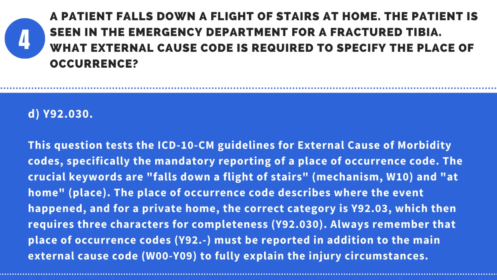This question tests the ICD-10-CM guidelines for external cause of morbidity codes, specifically the mandatory reporting of a place of occurrence code. The crucial keywords are falls down a flight of stairs, mechanism, W10, and at home, place. The place of occurrence code describes where the event happened, and for a private home, the correct category is Y92.0, which then requires additional characters for completeness, Y92.030. Always remember that place of occurrence codes, Y92, must be reported in addition to the main external cause code, W00 to Y09, to fully explain the injury circumstances.